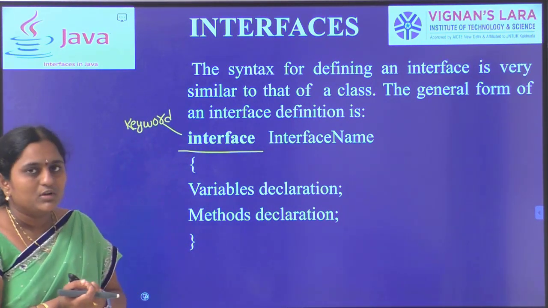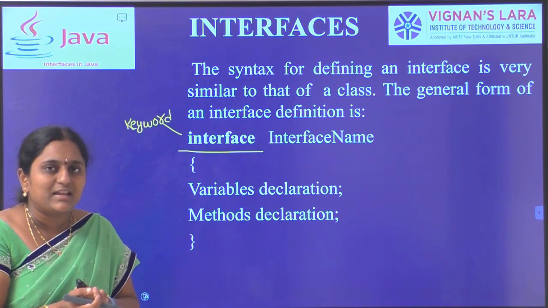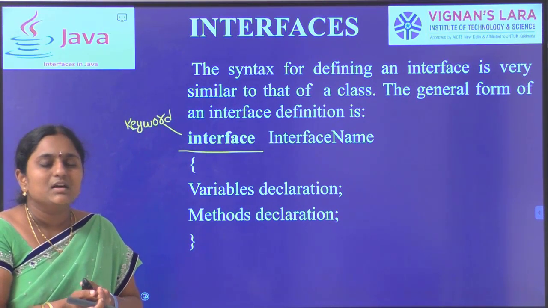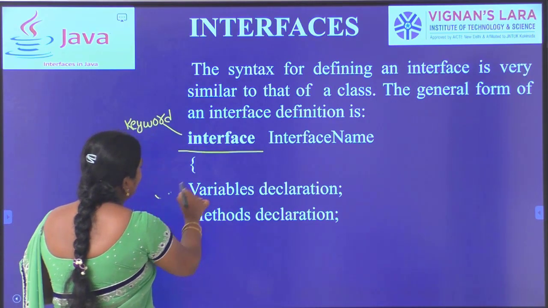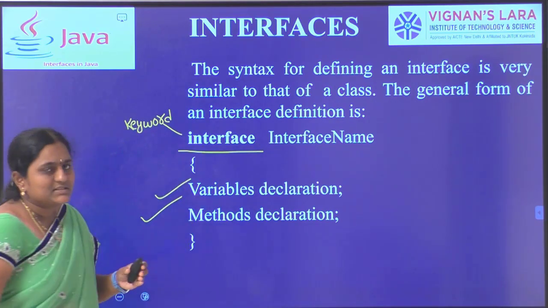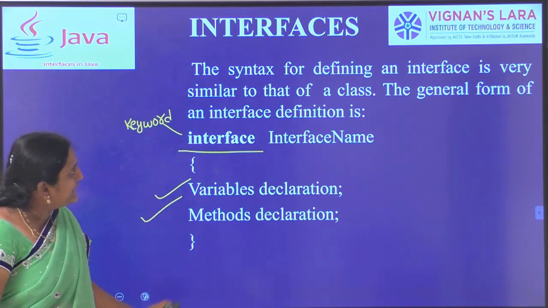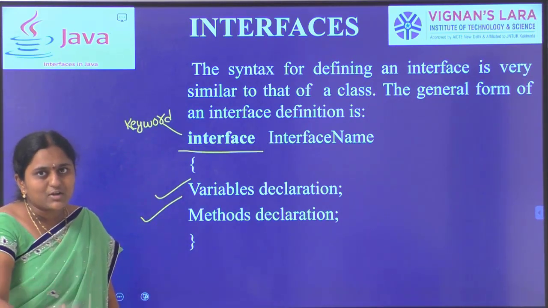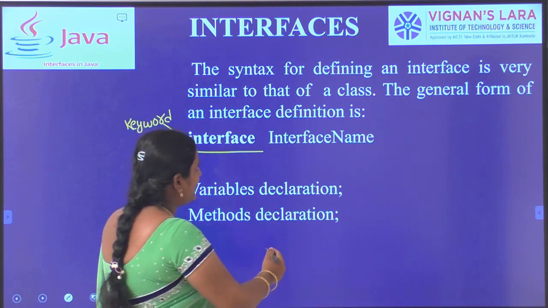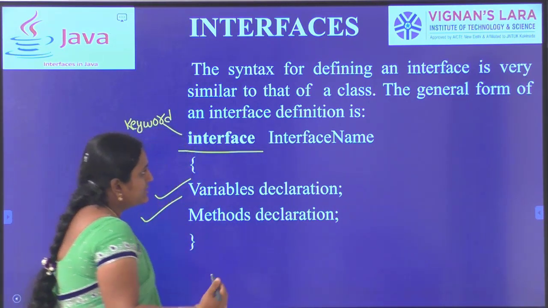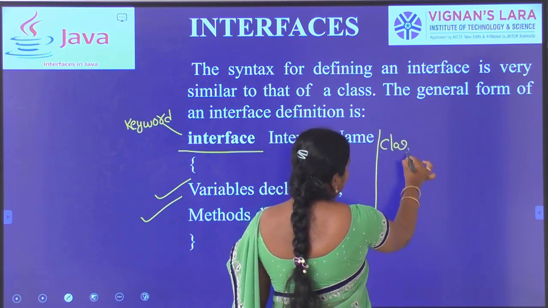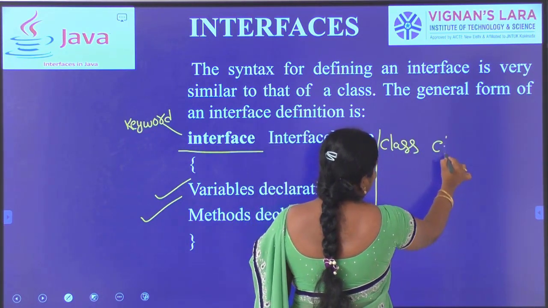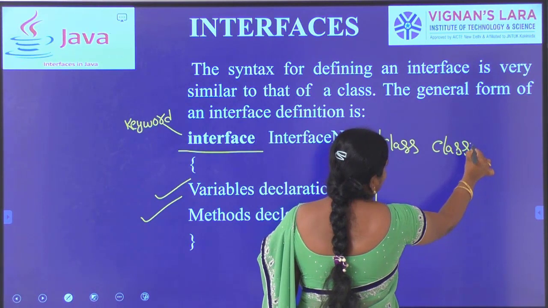Interface is the keyword. What does an interface contain? An interface contains variables and methods. Within the interface body we have to define variables and methods. This is the syntax for defining an interface. It is very similar to a class. For example, we can compare it with a class. What is the syntax for declaring a class? Class name.